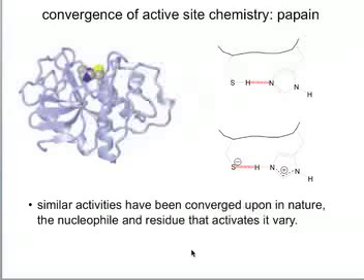Let's also talk about papain. Again, an example perhaps of convergence to a similar chemistry. In this case, reminding you that the active site is not a serine but a cysteine side chain that is activated through this charged histidine. And so again, reminding you that it's this ion pair that drives the reaction forward. But in any case, you see that it's still a similar mechanism: activation of a nucleophile by this base. Right. So similar activities converged upon in nature. The details vary, but the general chemistry is still quite similar.